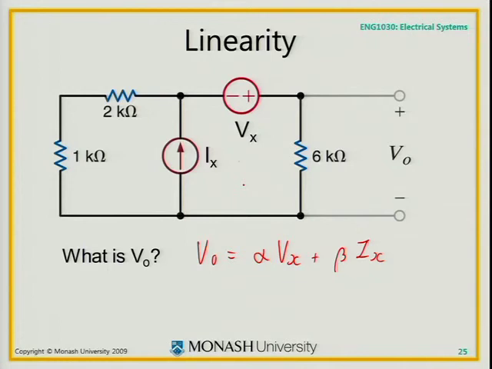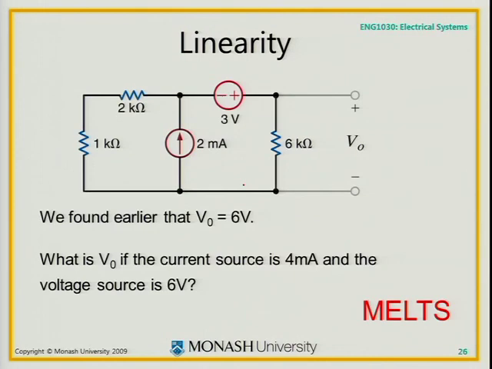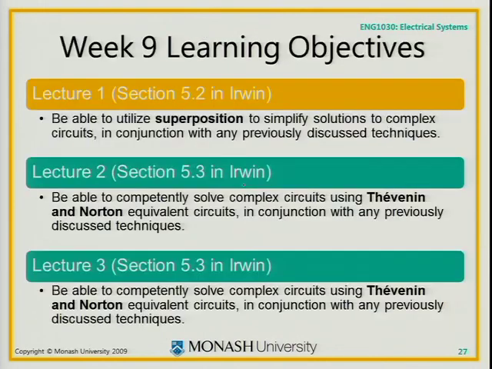So keep in mind, any voltage or current in a circuit will be a linear combination of all of the independent voltage and current sources. That's linearity, that's superposition, and thanks for coming in this morning. I'll see you on Wednesday.